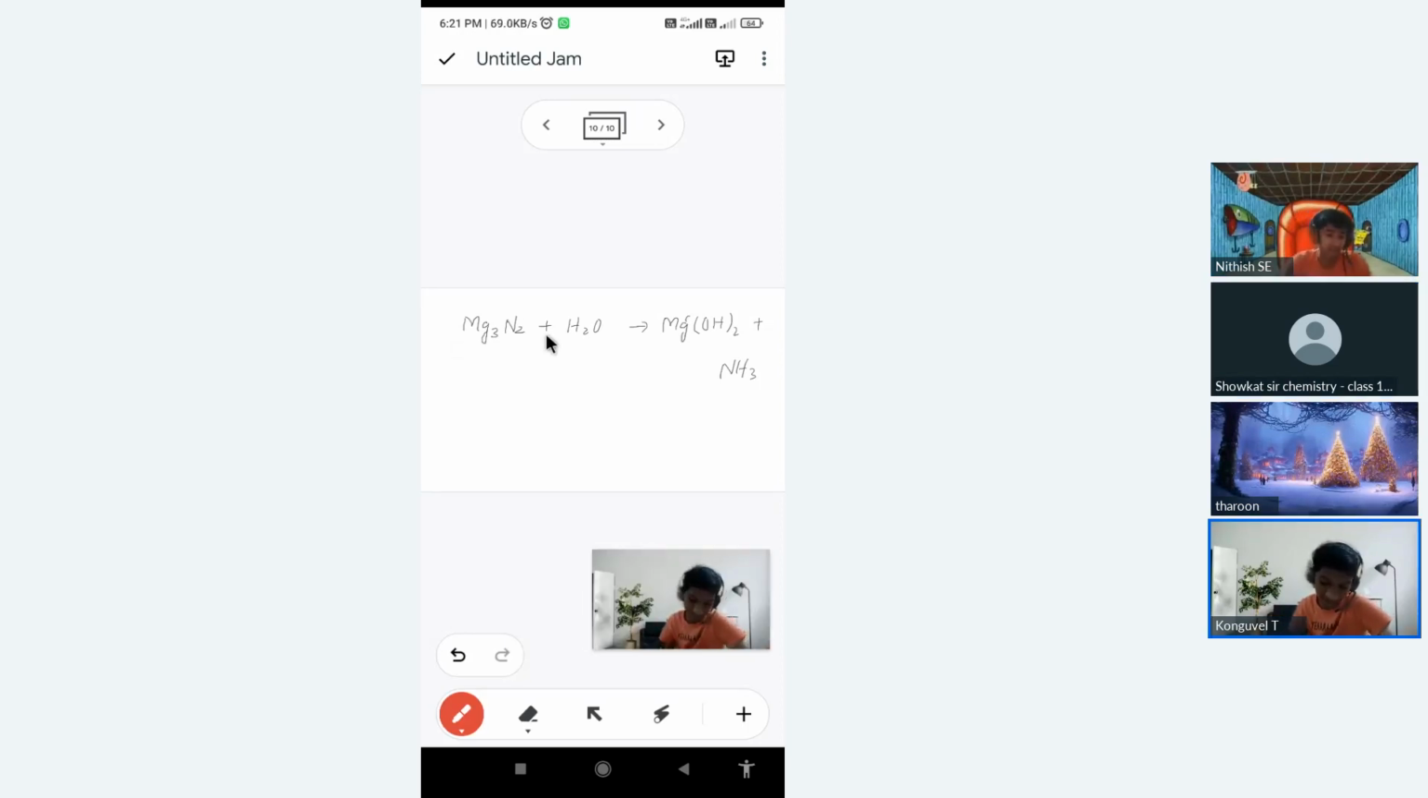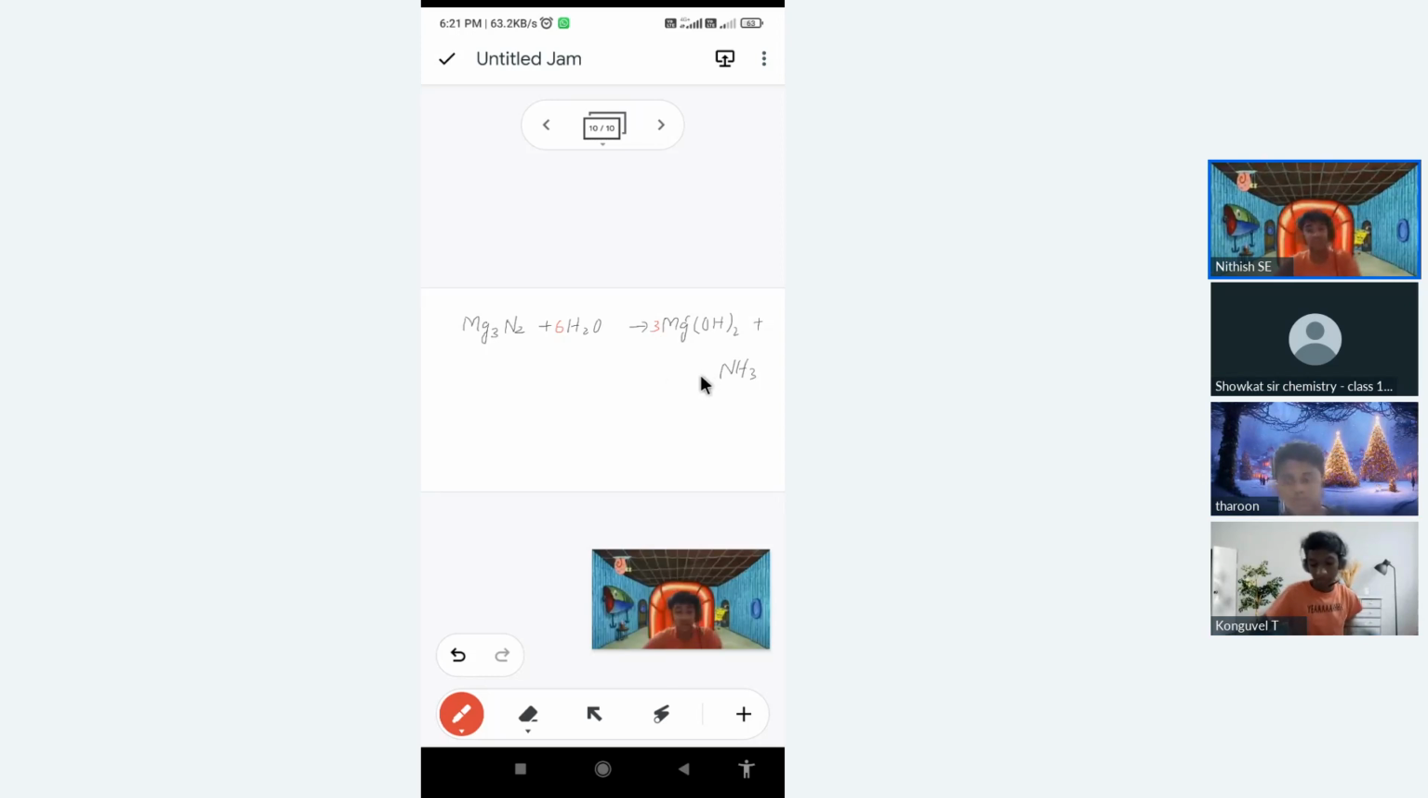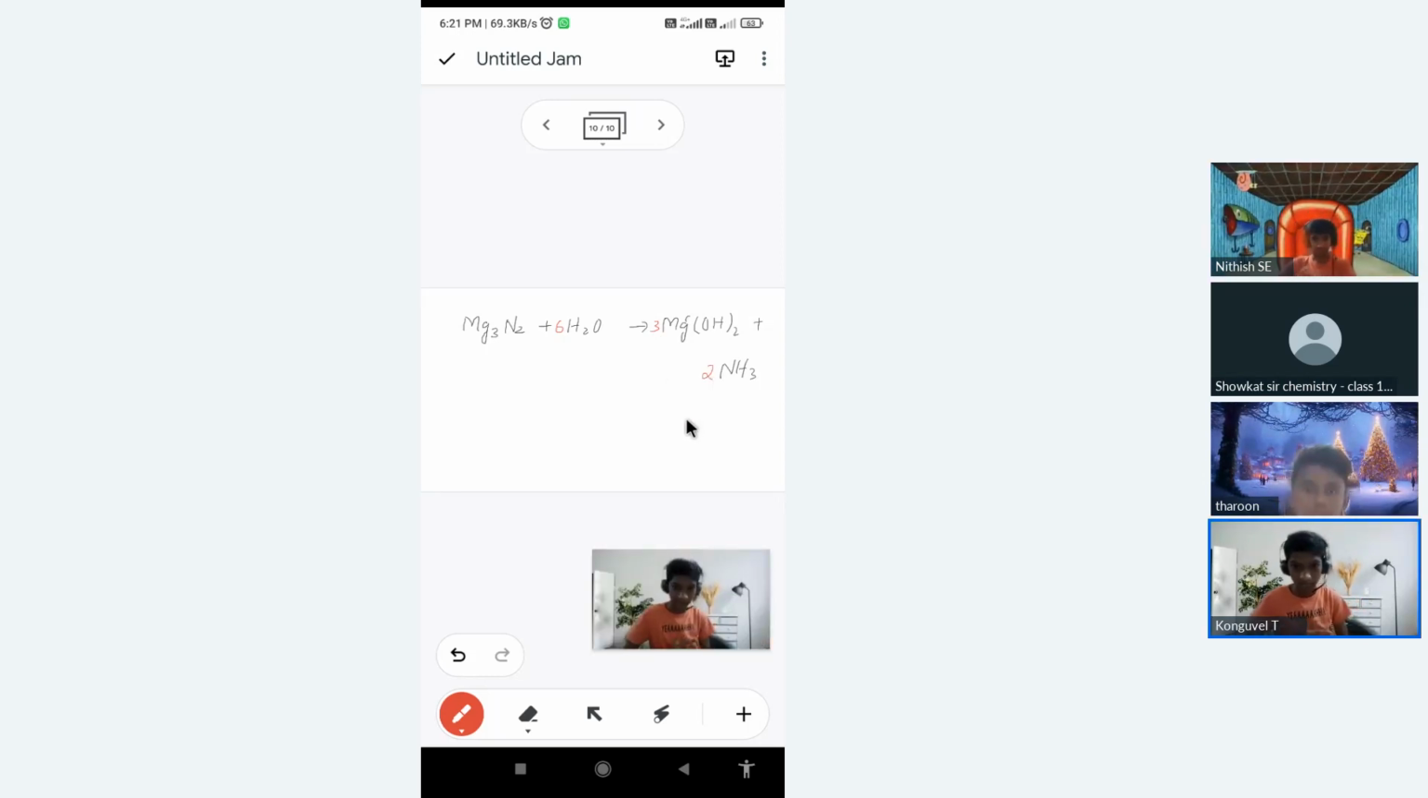So Mg3N2 plus 6H2O gives 3Mg(OH)2 plus 2NH3. Yes, sir, that's what I got. So is it balanced now? Yes, sir. Exactly, it is now balanced.